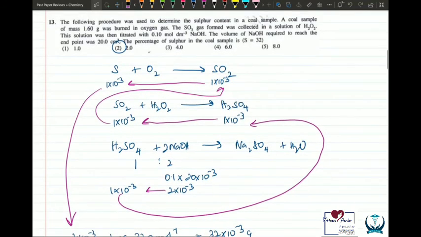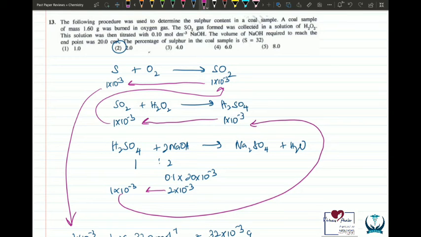The 13th one. The following procedure was used to determine the sulfur content in a coal sample. A coal sample of mass 1.6 grams was burnt in oxygen gas. The SO2 gas formed was collected in a solution of hydrogen peroxide. This solution was then titrated with 0.1 moles per cubic decimeter sodium hydroxide. The volume of sodium hydroxide required to reach the end point was 20 cubic centimeters. The percentage of sulfur in the coal sample is. So the first reaction we have is S plus O2 giving SO2. Then we have SO2 plus hydrogen peroxide going to H2SO4, and H2SO4 reacting with 2 sodium hydroxide.